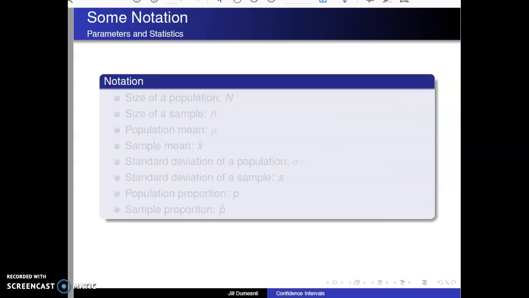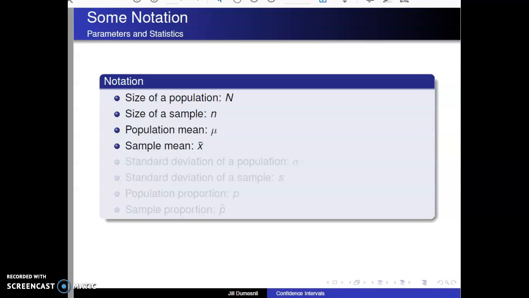It's also useful to review the notation we use for common parameters in statistics. We use a capital N for the number of individuals in a population, and we use a lowercase n for the number of individuals in a sample. We use a lowercase Greek mu for a population mean, and we use x bar for a sample mean.